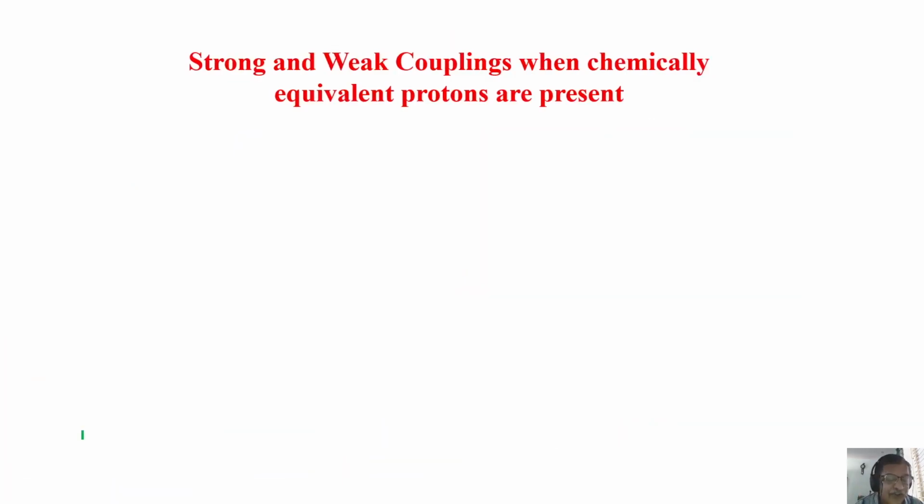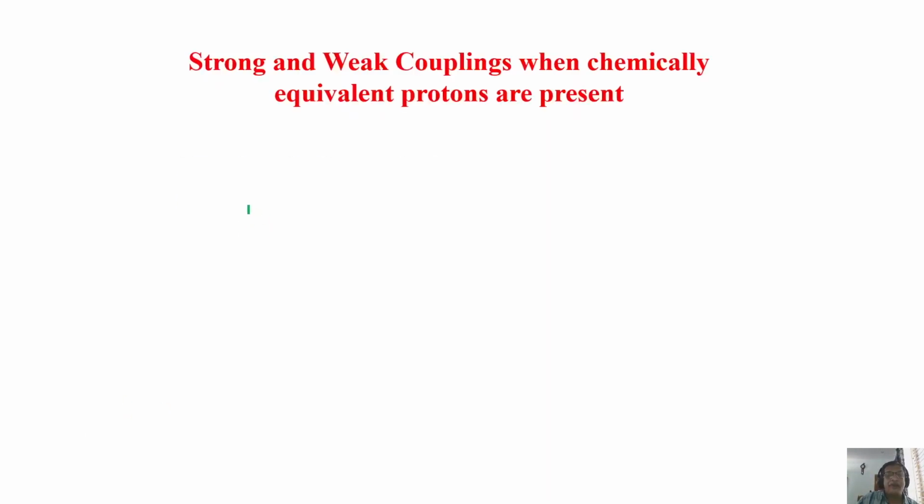Now, I was so far taking spins which are standing alone, like one proton, one carbon, one nitrogen. But in reality, in your molecule, it so happens there can be chemically equivalent groups present. There can be CH3, there can be CH2. Then how do you represent them by alphabets? How do you use Pople notation for that?